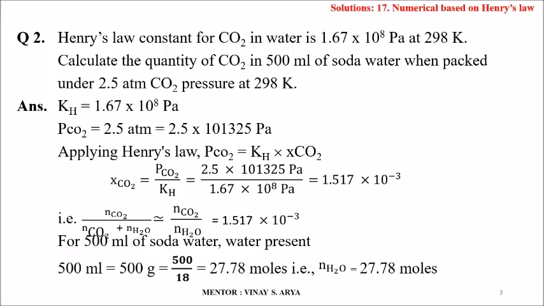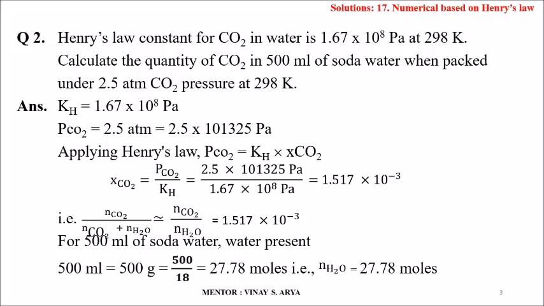Second numerical: Henry's law constant for CO2 in water is 1.67 into 10 to the power 8 Pascal at 298 Kelvin. Calculate the quantity of CO2 in 500 ml of soda water when packed under 2.5 atmosphere of CO2 pressure at 298 Kelvin. So for that, KH is equal to 1.67 into 10 to the power 8 Pascal, which is given to us. Pressure of CO2, P CO2 is 2.5 atmosphere, which is equal to 2.5 into 101325 Pascal.